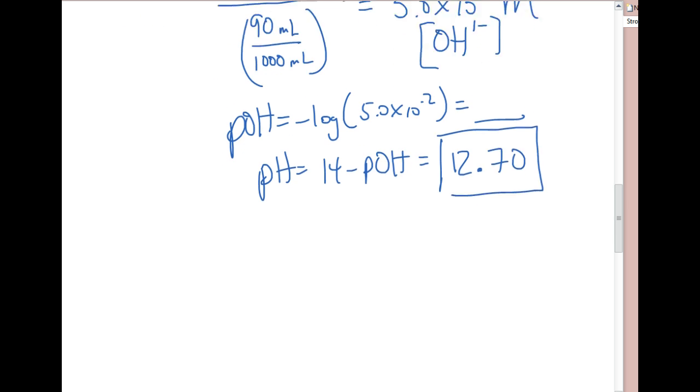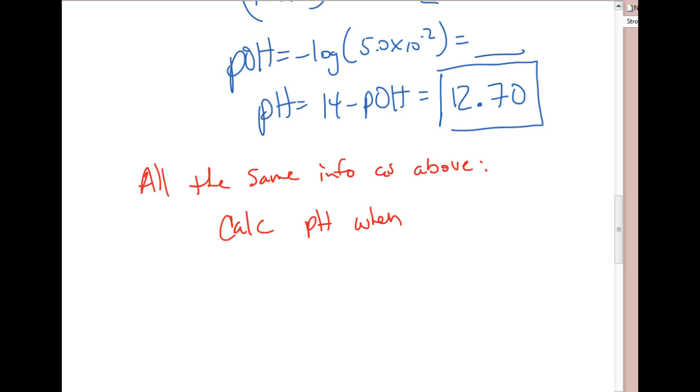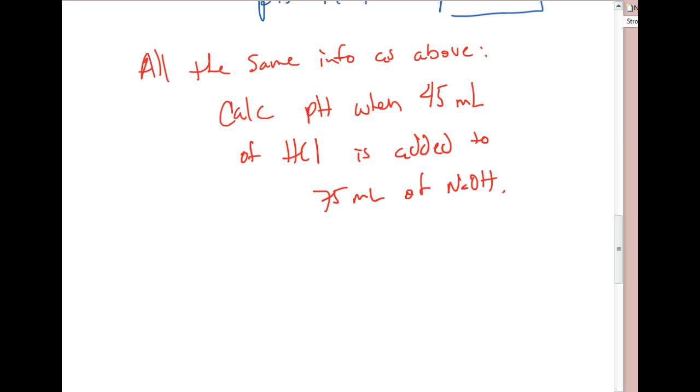So here's my question for you to ponder tonight, using all the same information as above. Calculate the pH when 45 milliliters of HCl is added to 75 milliliters of the NaOH. We'll use all the same concentrations. We haven't changed any concentrations from above. So there we go. That's it.